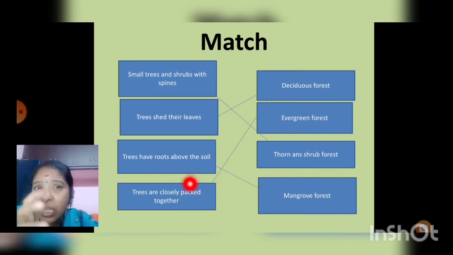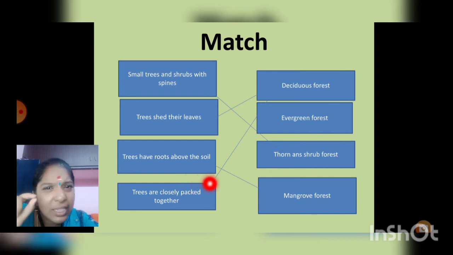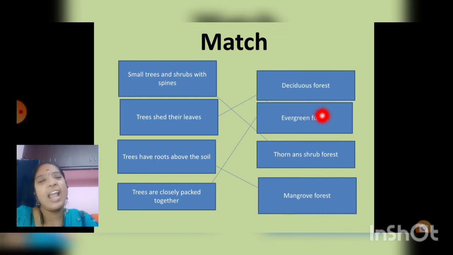Trees are closely packed. It is fully covered with trees. It is a very greenish area. Yes, trees are closely packed together. What is it? The name itself will denote. Yes, it's evergreen forest. Evergreen forest is the place where trees are closely packed together.